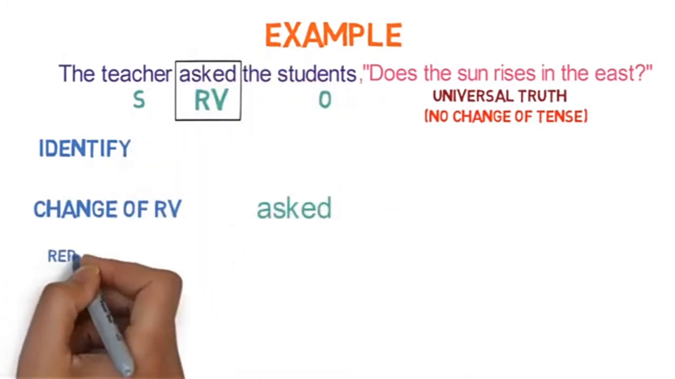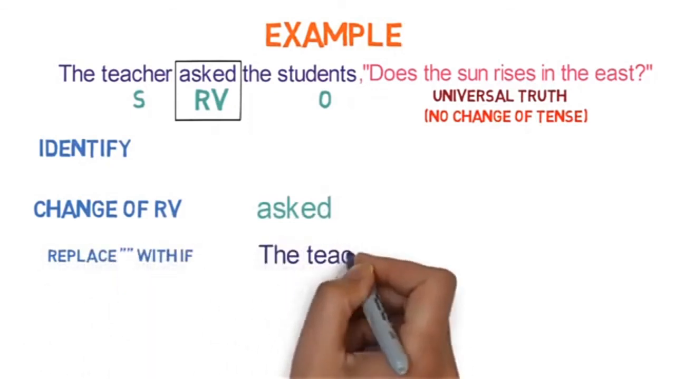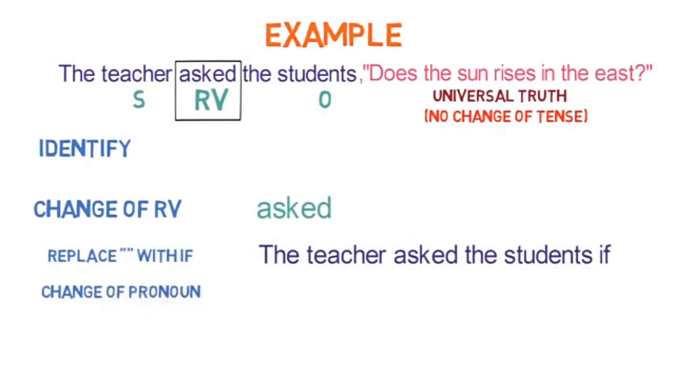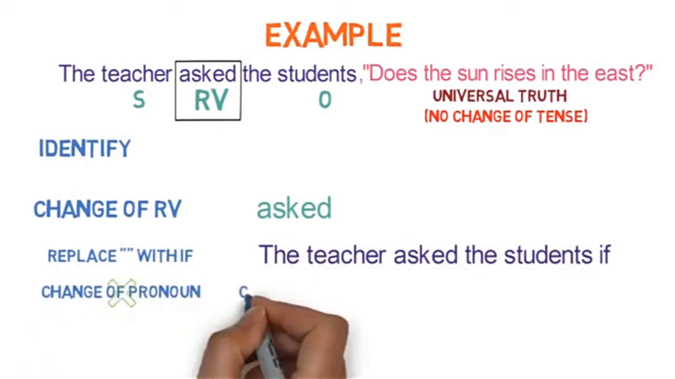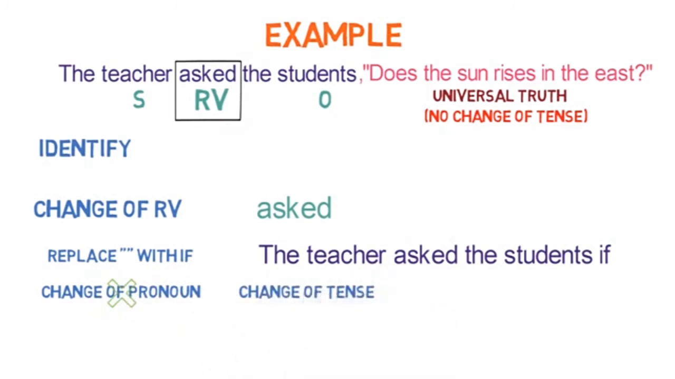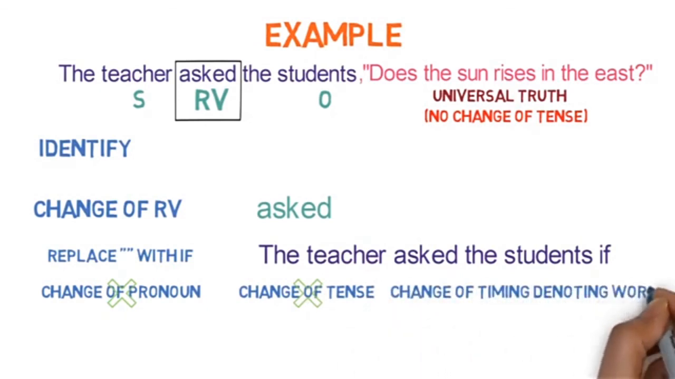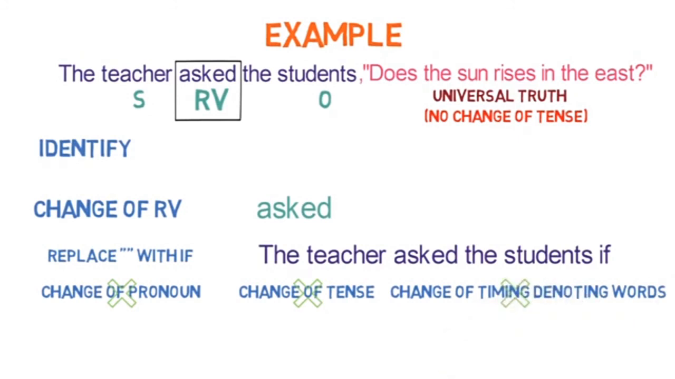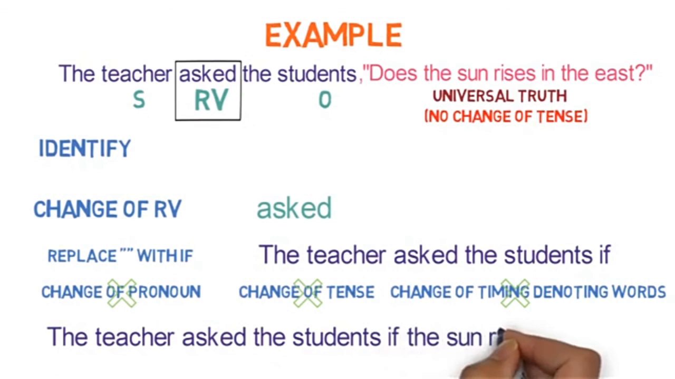The next step is to replace inverted comma with if, as it is a yes-no type of question. Step 4 is change of pronoun. As there is no pronoun, this step won't come. Step 5 is the change of tense. As the question is a universal truth, we won't be changing the tense of the sentence. And the step 6 is the change of word denoting time. As there are no such words, this step also won't come into the picture. Step 4, 5, 6 won't come here, so after implementing the last step, the sentence will become like this: The teacher asked the student if the sun rises in the east.